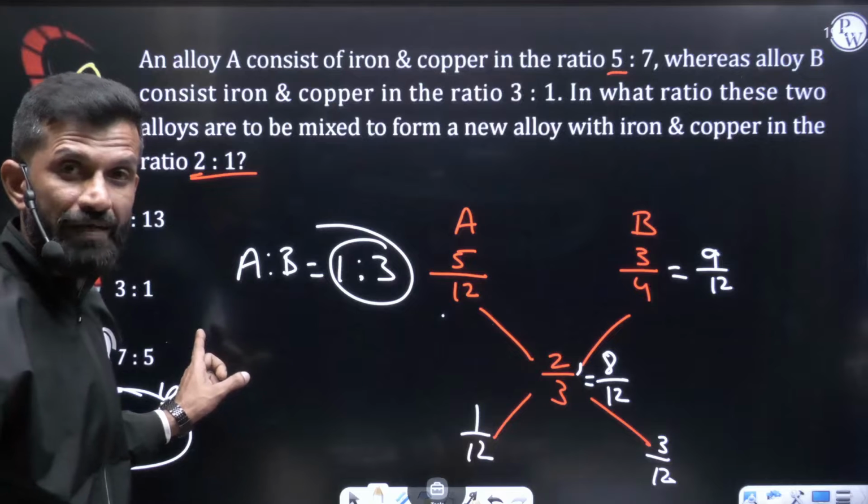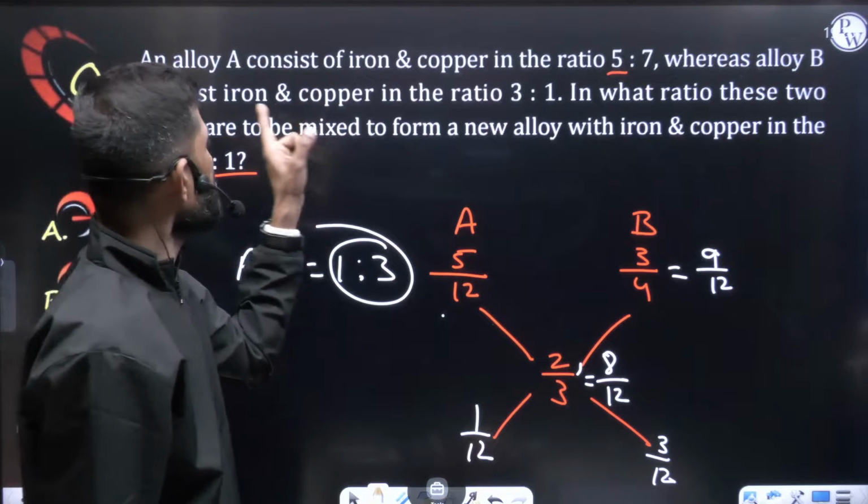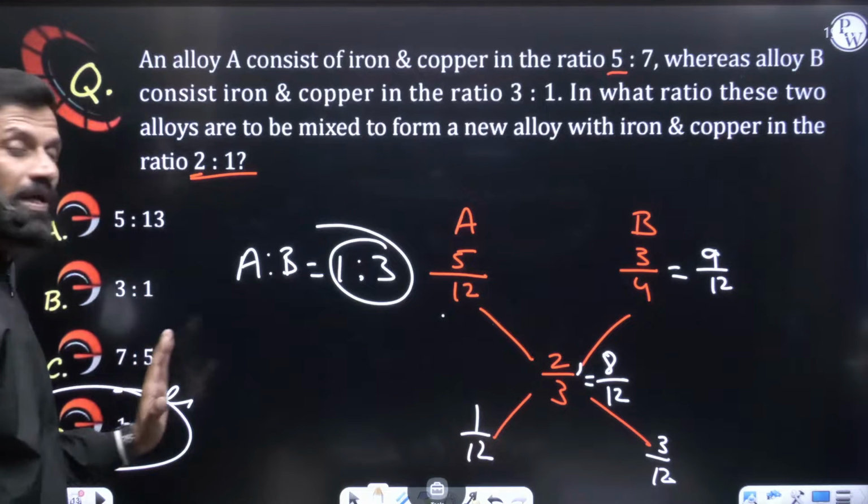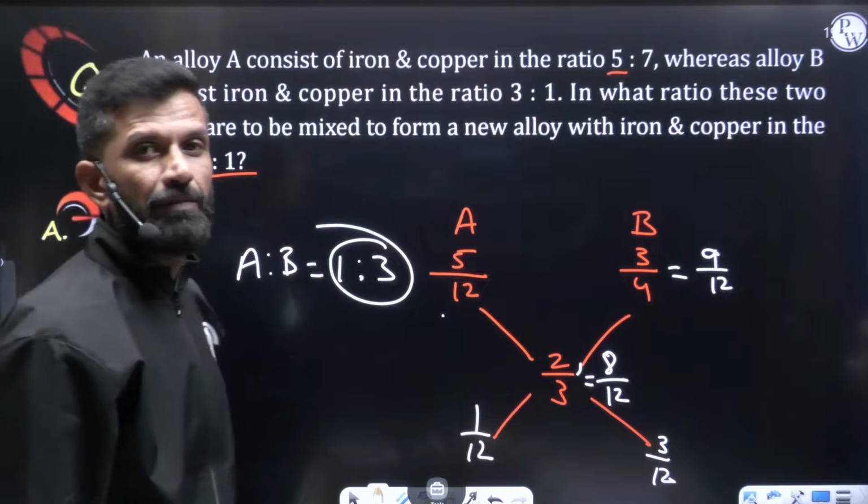Don't go for 3:1. It is 1:3 because they have given the wording A ratio B. A ratio B will be 1:3. B ratio A will be 3:1.